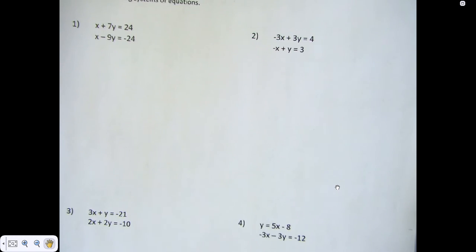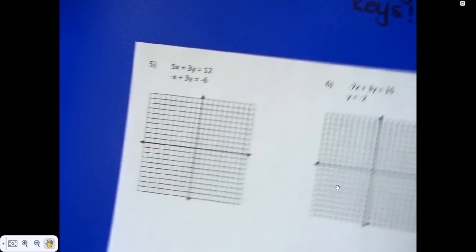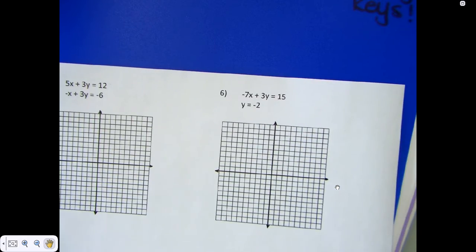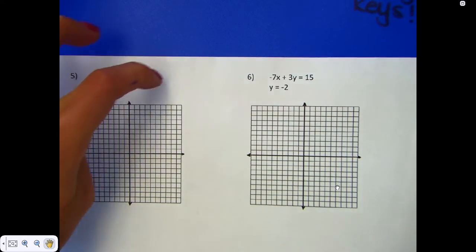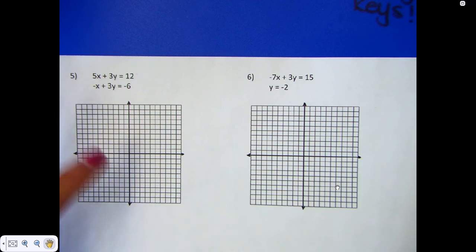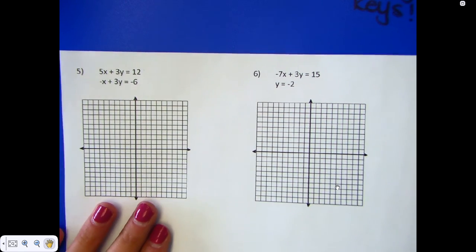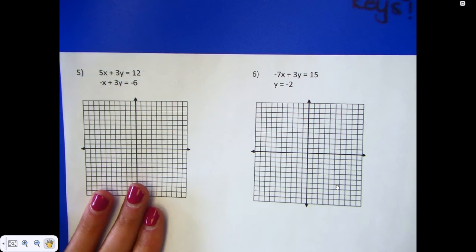And finally, we're going to look at systems of equations. Systems of equations you can solve graphically, which is on the back. If it tells you to solve graphically, you have to graph the equations. So you need to get these in y equals mx plus b form and then graph them. Do not solve them by substitution or elimination, or they will not give you full credit for it.